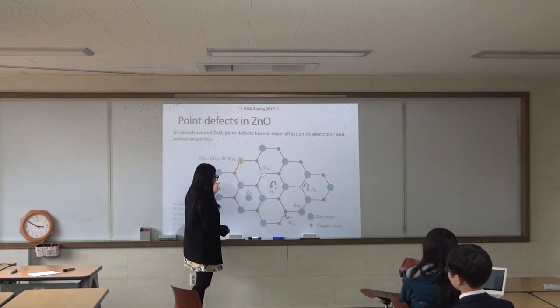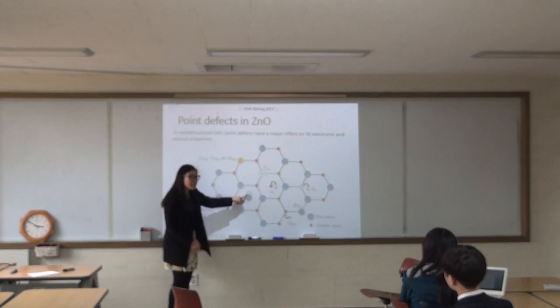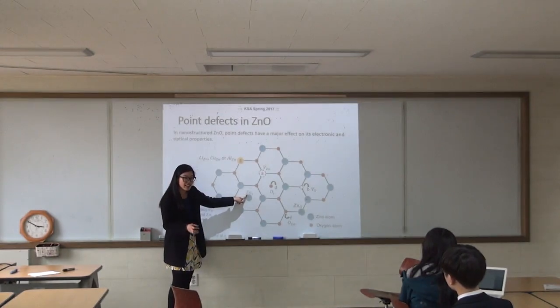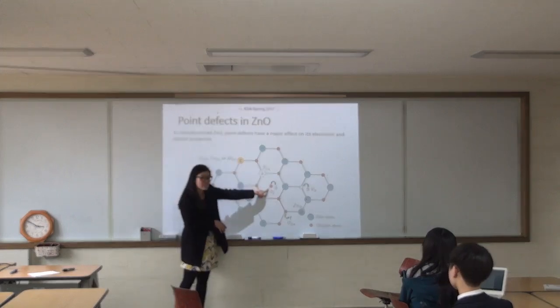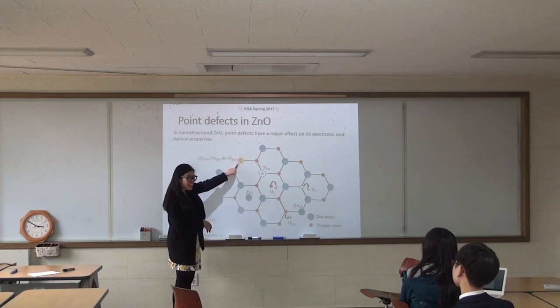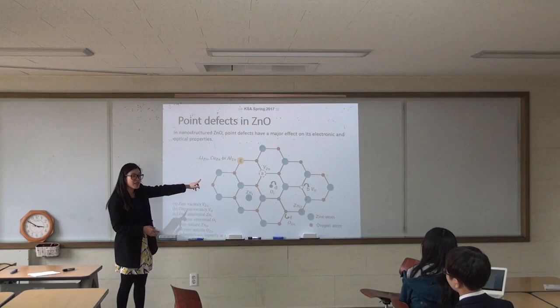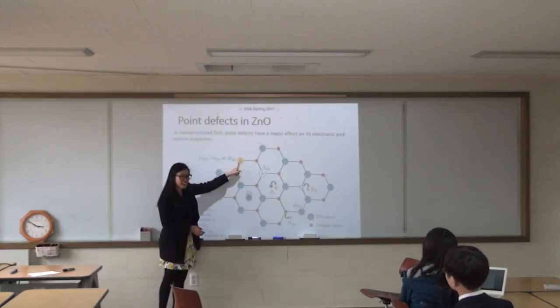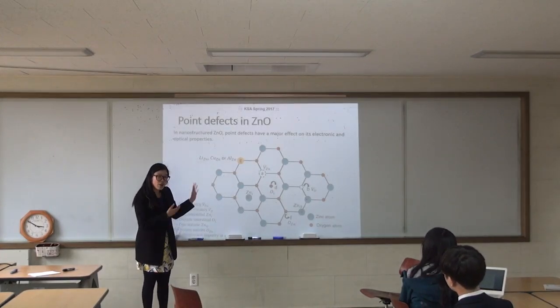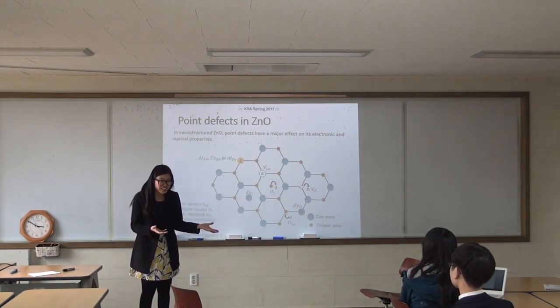For example, here in A, the blue one is zinc and the red one is oxygen. This is supposed to be a zinc atom, but it's missing. We call it a zinc vacancy, and this is the symbol of a zinc vacancy. In B, it's supposed to be oxygen, but it's missing, so we call it an oxygen vacancy. And here, there should not be anything, but zinc is here, so we call it interstitial zinc. Something is sitting in between. This is an oxygen interstitial. And here, it's substituted by something else, meaning some impurity is substituted. So these are point defects that can happen in the structure.